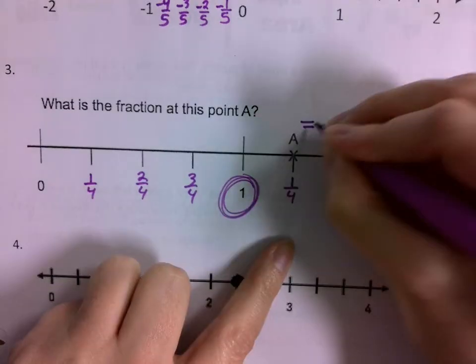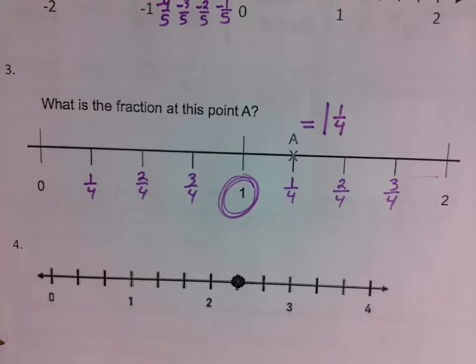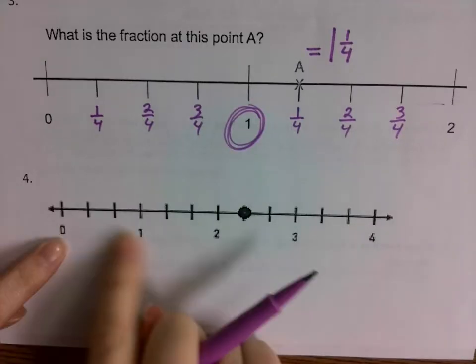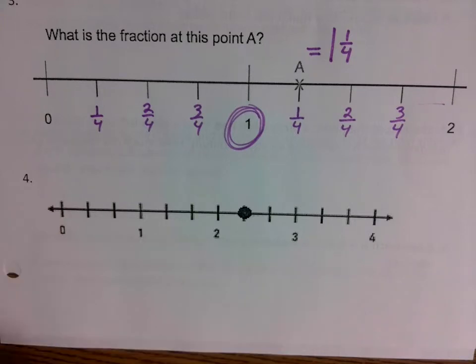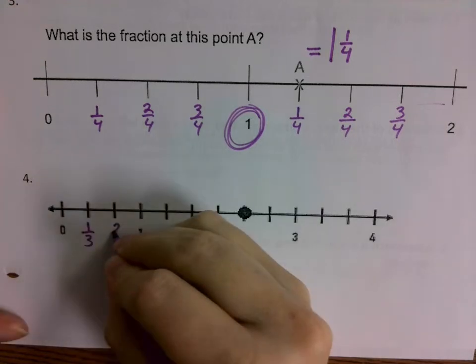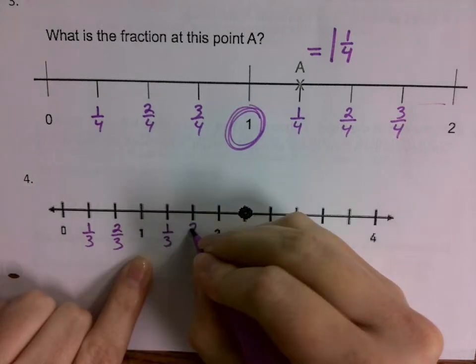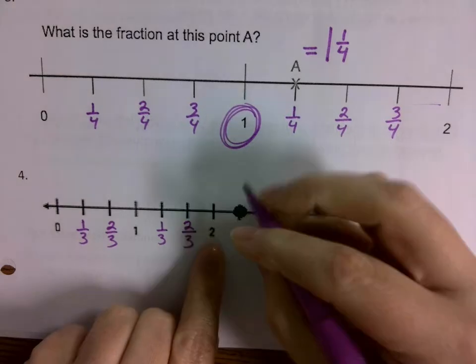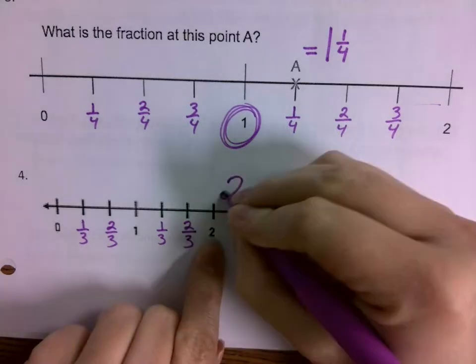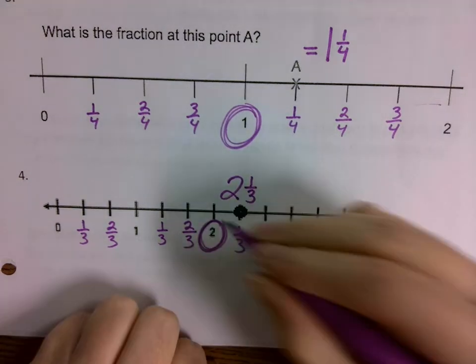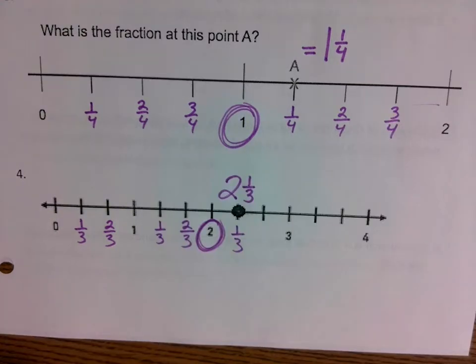Okay? And then for problem 4, to get from 0 to 1, what are we counting by? What are we jumping by? Thirds, right? 1/3. So we have 1/3, 2/3, 1 whole. Another 1/3, 2/3, 2 wholes. That's a 1/3. So this is going to be 2 and 1/3, because we're passing a whole number. We passed the whole number, and then we landed on the fraction behind it, or next to it.